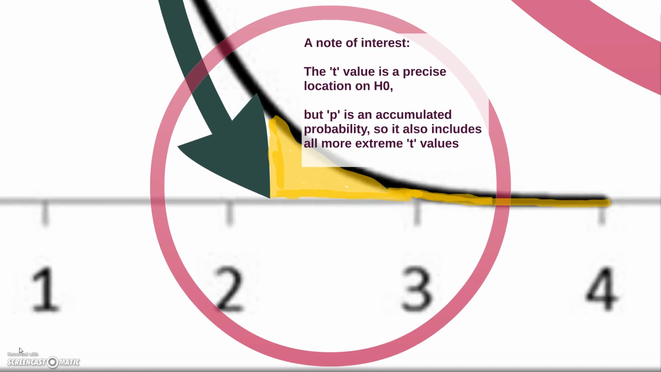The main difference between the two is that the t-value is a precise location on the distribution, while the p-value is an accumulated probability. Okay, so it includes not only the probability of that particular t-value, but also of any other more extreme t-value. But this is just a note of interest to you.